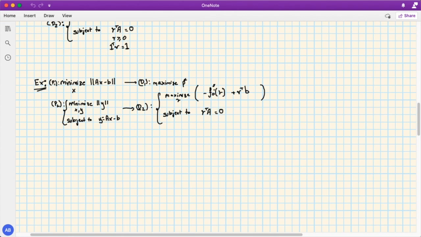Okay, so now all we need is to express the conjugate function f0 star nu, right? So how do we do that? Well, note that my f0 of x initially is the norm of x, right? So my job here is to find f0 star of y. What is it?